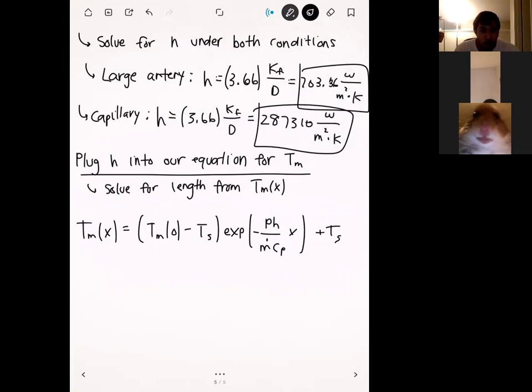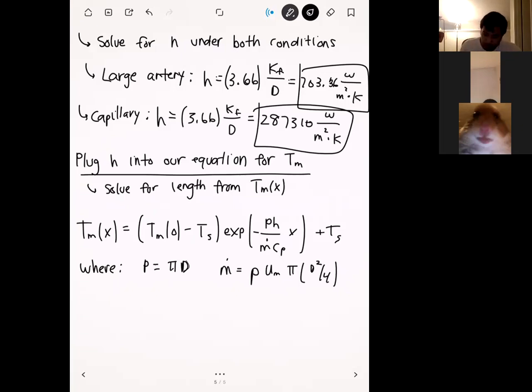Okay. And so what we can do now is we can plug in for the perimeter and the mass flow rate. Right, so the perimeter is just going to be pi times d, right? So pi times the diameter. And then m dot here is going to be rho times um times pi times d squared over 4. Okay. And so we basically just multiply the mean velocity by the density and the cross-sectional area of the flow. Okay.